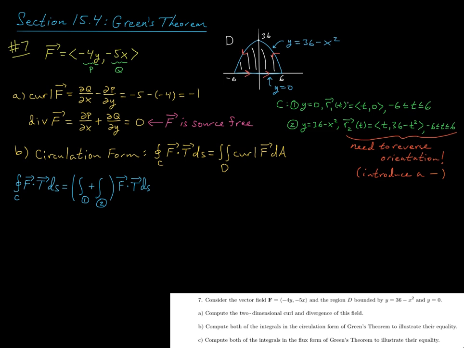Okay, so when y is 0, I'll just parameterize that as r1 of t is t comma 0, where t varies from -6 to 6. So that's giving us a left to right parameterization. And then for this parabolic portion, where y is 36 minus x squared, I'll just set x to t, and y then would have to be 36 minus t squared.